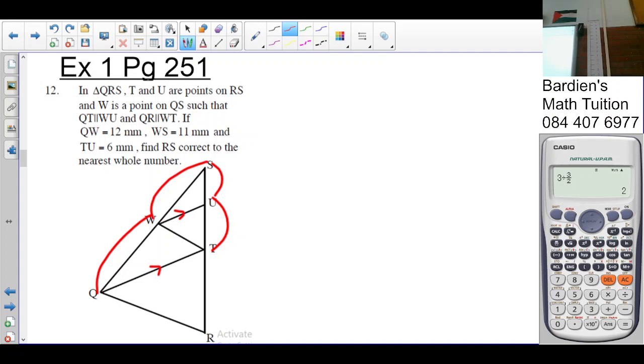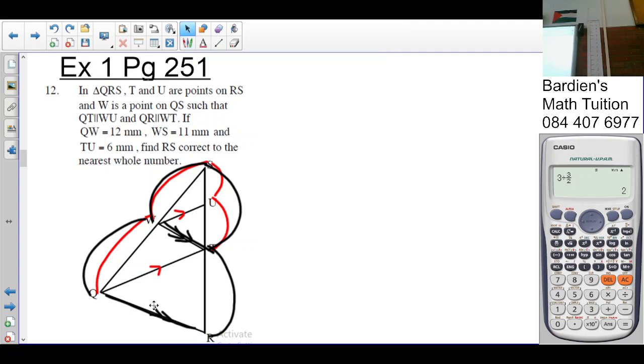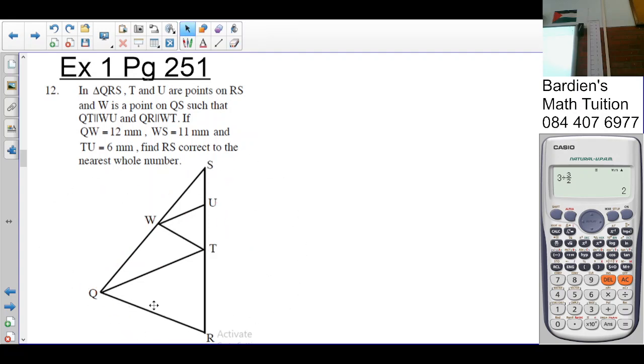Then we are told that QR is parallel to WT. If that is the case, what do we know? We know that ST over TR is equal to SW over WQ. You see that parallel lines there? Can you see that? Right. Then we are told, okay, let's just take this off quickly. So that is parallel to that is parallel to this.